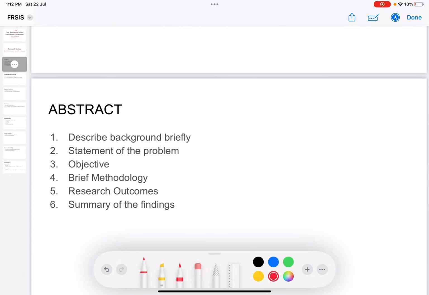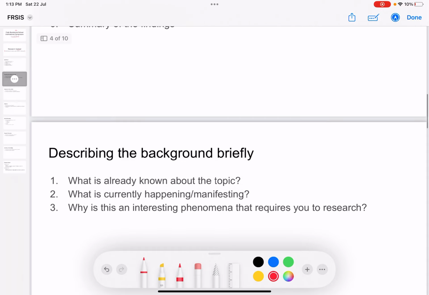So an abstract has essentially 5 to 6 things. The first one, you just want to describe the background briefly. Then you want to give the statement of problem, the objective of your research, the methodologies that you're using, the outcome of your research, the potential outcome. Usually people write the abstract last. In some situations you can write the abstract first because the abstract will somehow look like a proposal. So you might be using the future tense, like this research will show or will highlight, and also the summary of the findings. Okay, so we're going to look at it one by one.